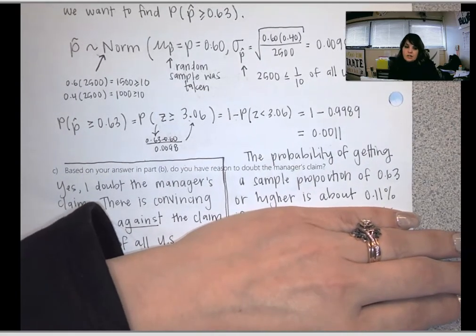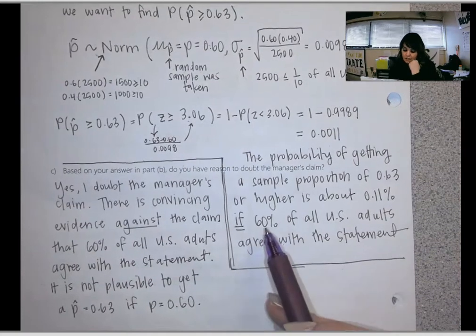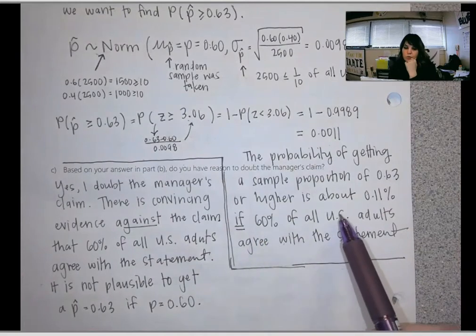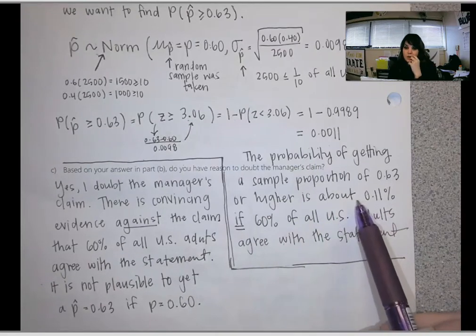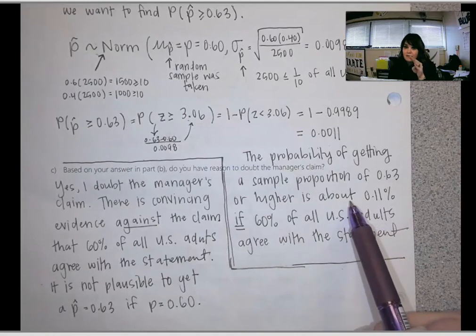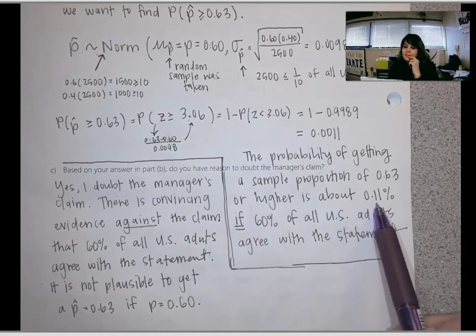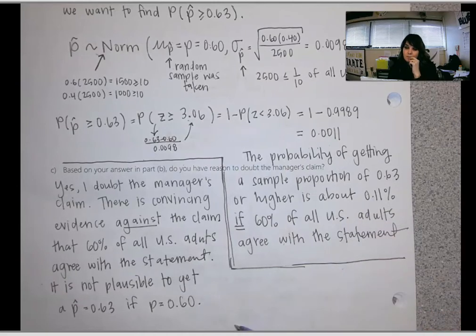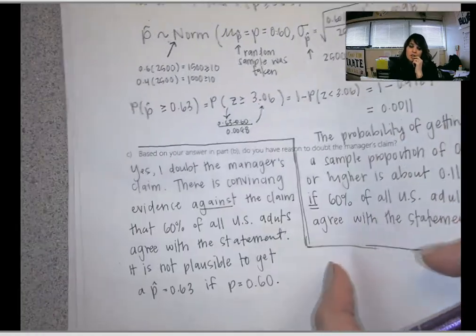Based on your answer in Part B, do you have a reason to doubt the manager's claim? Yes, because if 60% agree with the statement, the chances we would get a sample result like ours is less than 1%. That's way less than 5%. Remember, our cutoff is 5%. This happens less than 1% of the time. So yes, I doubt the manager's claim.